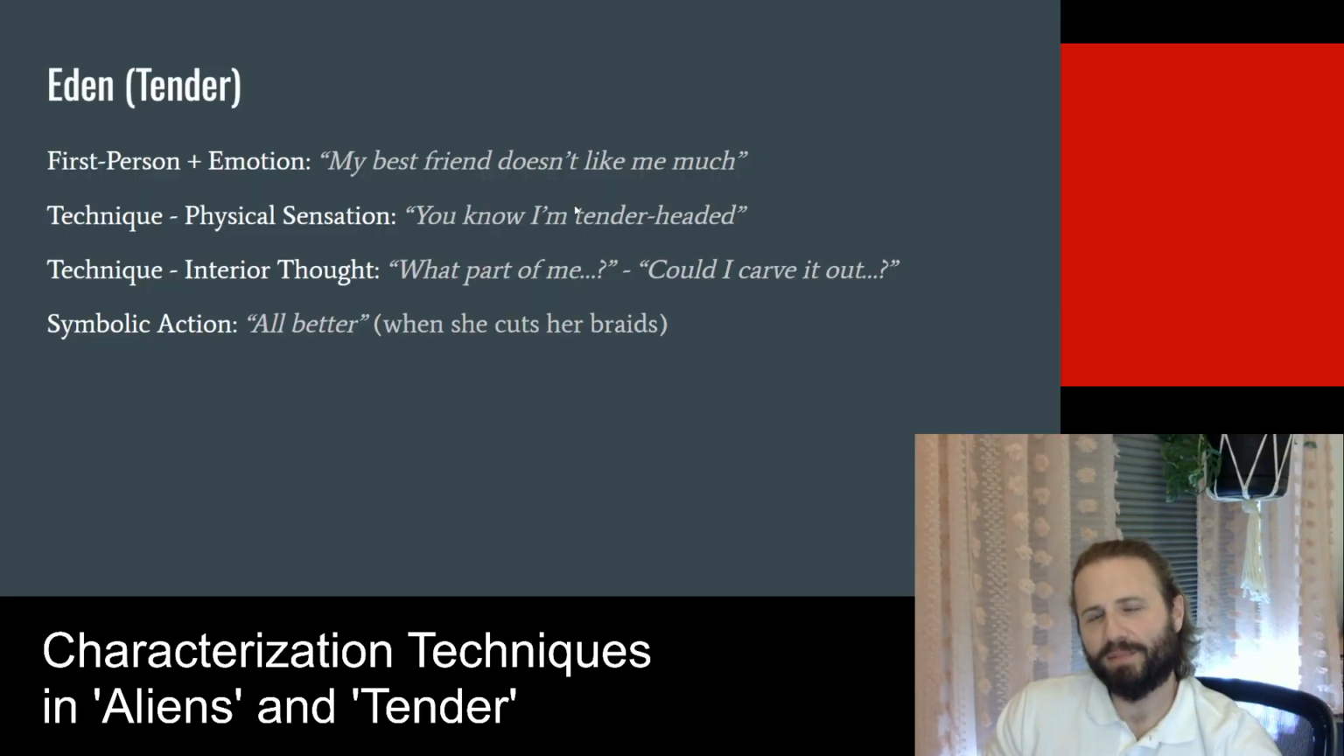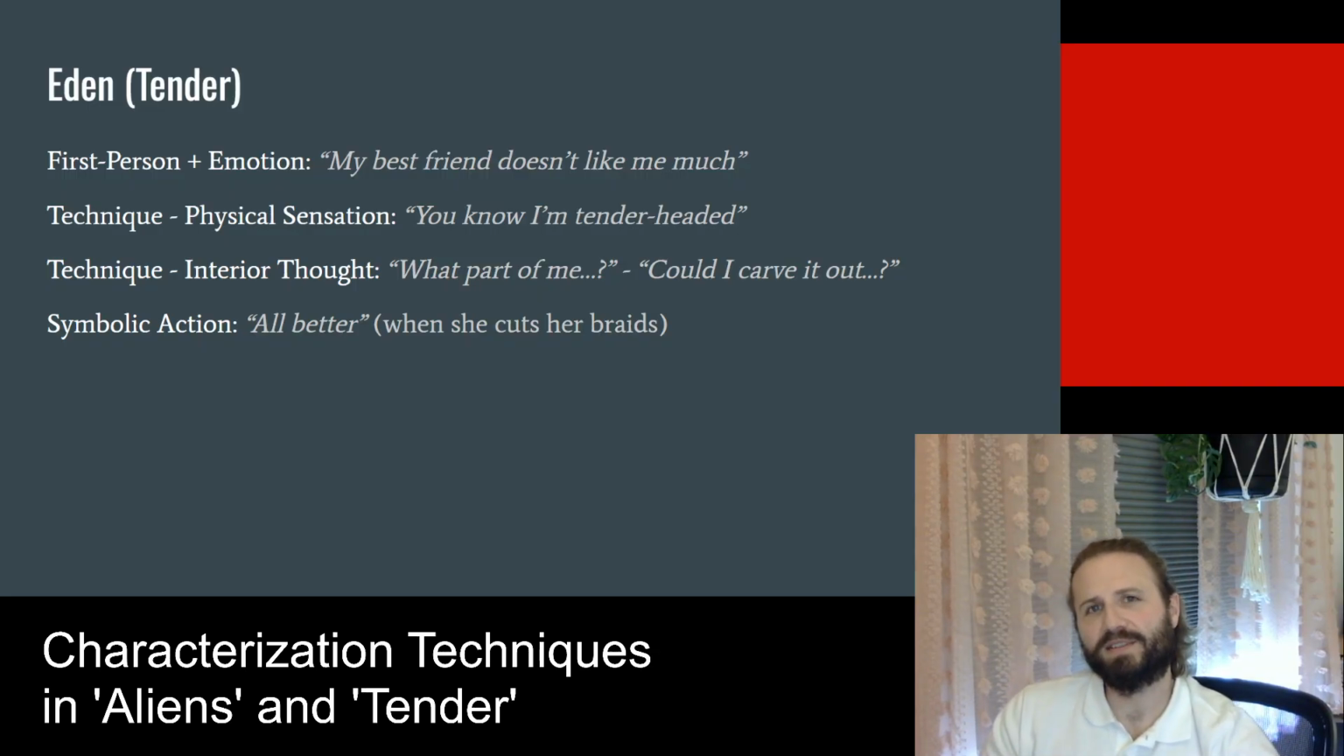The story of Tender reveals Eden to be someone who is far more emotional. For example, in the very beginning, when she says, "My best friend doesn't like me very much." The ideas of reliability, of trying to gain emotional understanding from others. This is present in this sort of idea. Her identity is framed by other people. The techniques that are used, like physical sensations, Eden is constantly referring to her tender-headedness. Tender is a physical aspect and an emotional aspect too, so that's where the word kind of comes from.